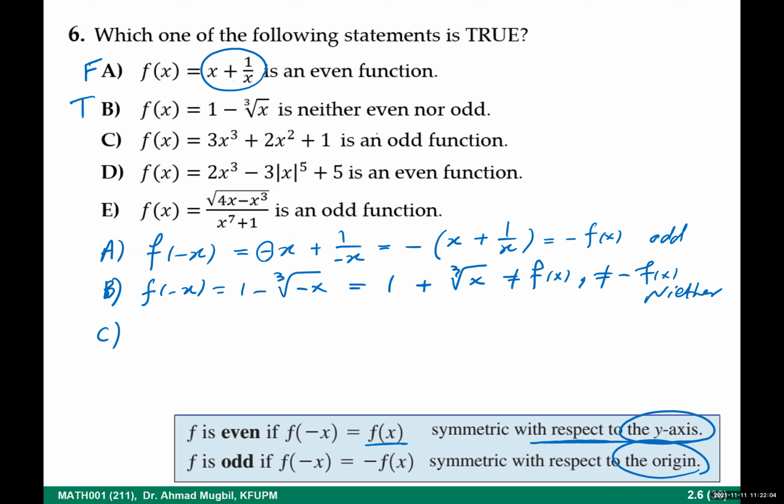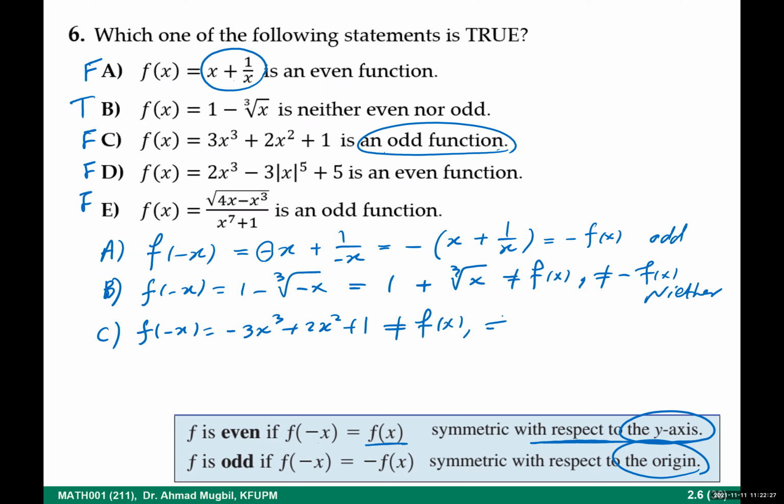C is not odd. So this is false, this is false, this is false. But why? So this is false, this is odd. This is not odd. What is it? Neither. If you replace x by negative x, you will get negative 3x to the power 3 plus 2x squared plus 1. Is that right? It is not the original function. It is not the negative of the original function. So it is neither.